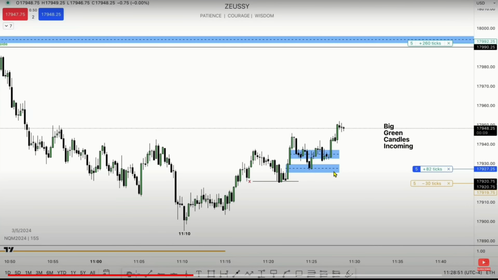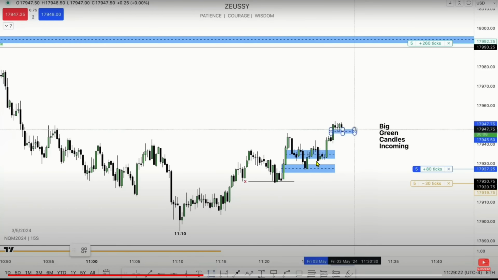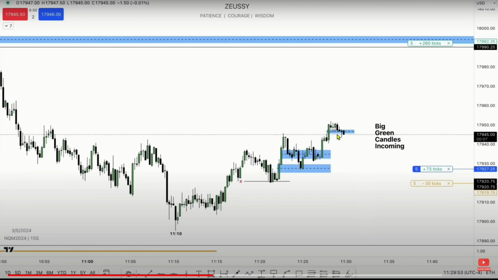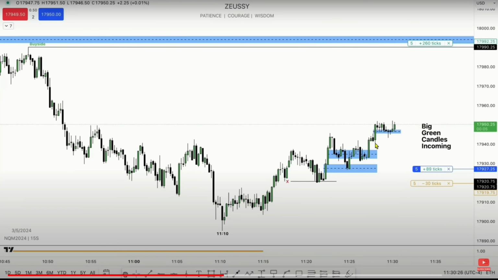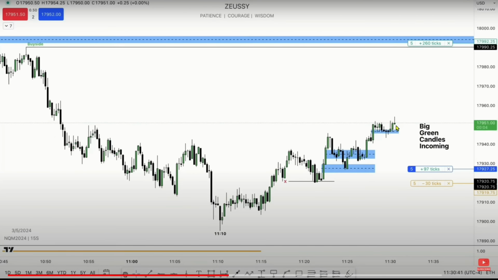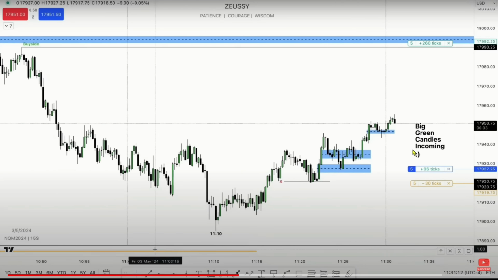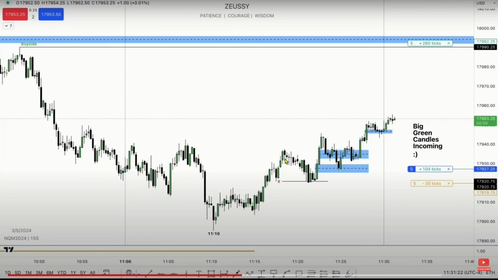Notice how every single discount array is functioning as support on price. Imbalance is right here, imbalance here. Price is repricing lower into this downclose candle, offering smart money the opportunity to buy in a discount before it's likely to expand soon. Notice what I'm annotating live right here. Notice that I'm putting a smiley below big green candles incoming, because I know that big green candles are likely to come right now.